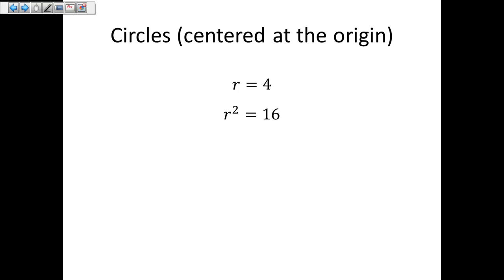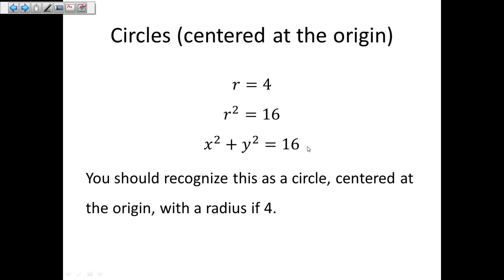The first thing I'm going to do is square both sides, just because it's easier for me to substitute for r squared than for r. Now that I've got r squared, I swap that out for x squared plus y squared. We talked about this in the previous video. Now you should be recognizing this. It should look vaguely, if not specifically, very familiar. It's a circle centered at the origin with a radius of 4. So we've changed it from something you might not have recognized into something you should recognize very well.